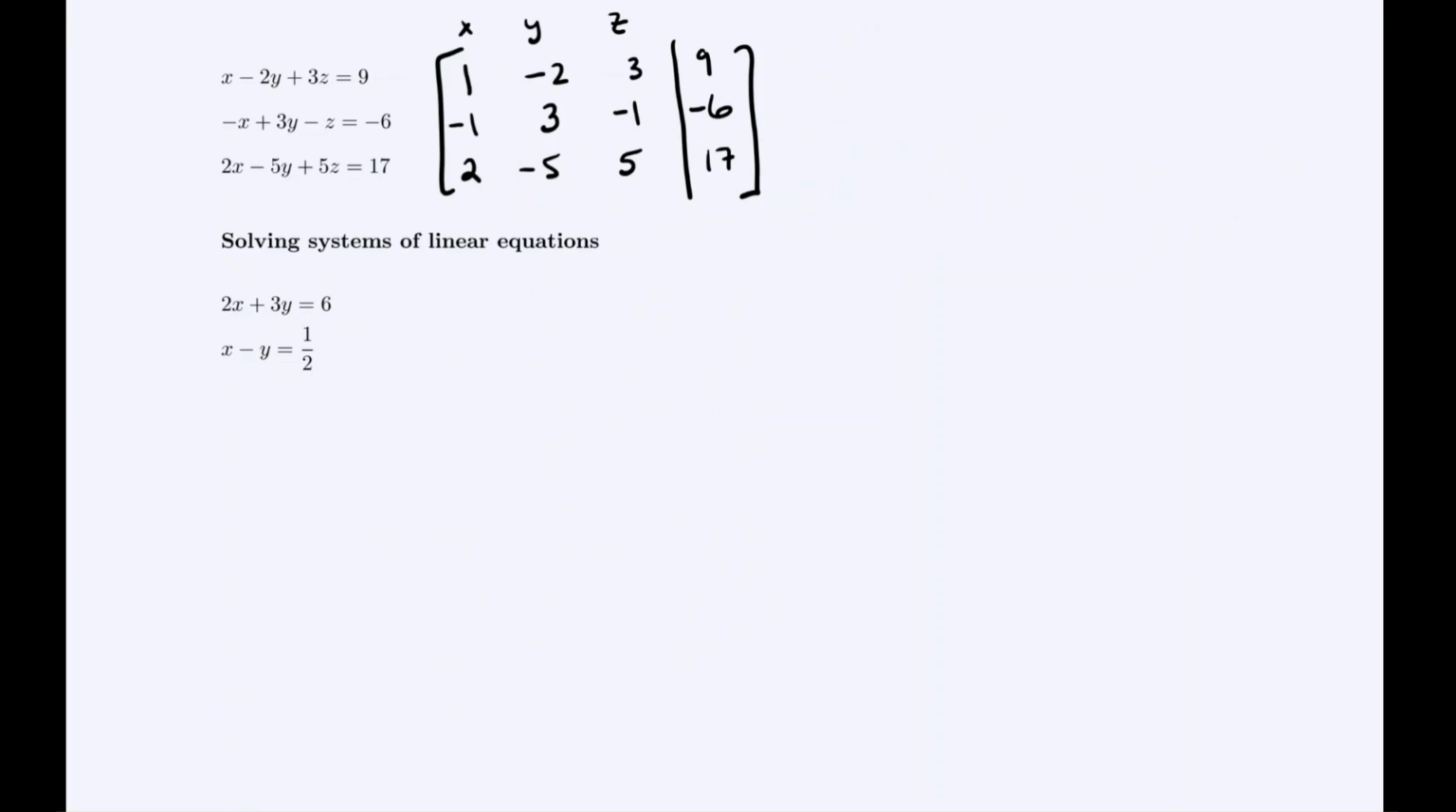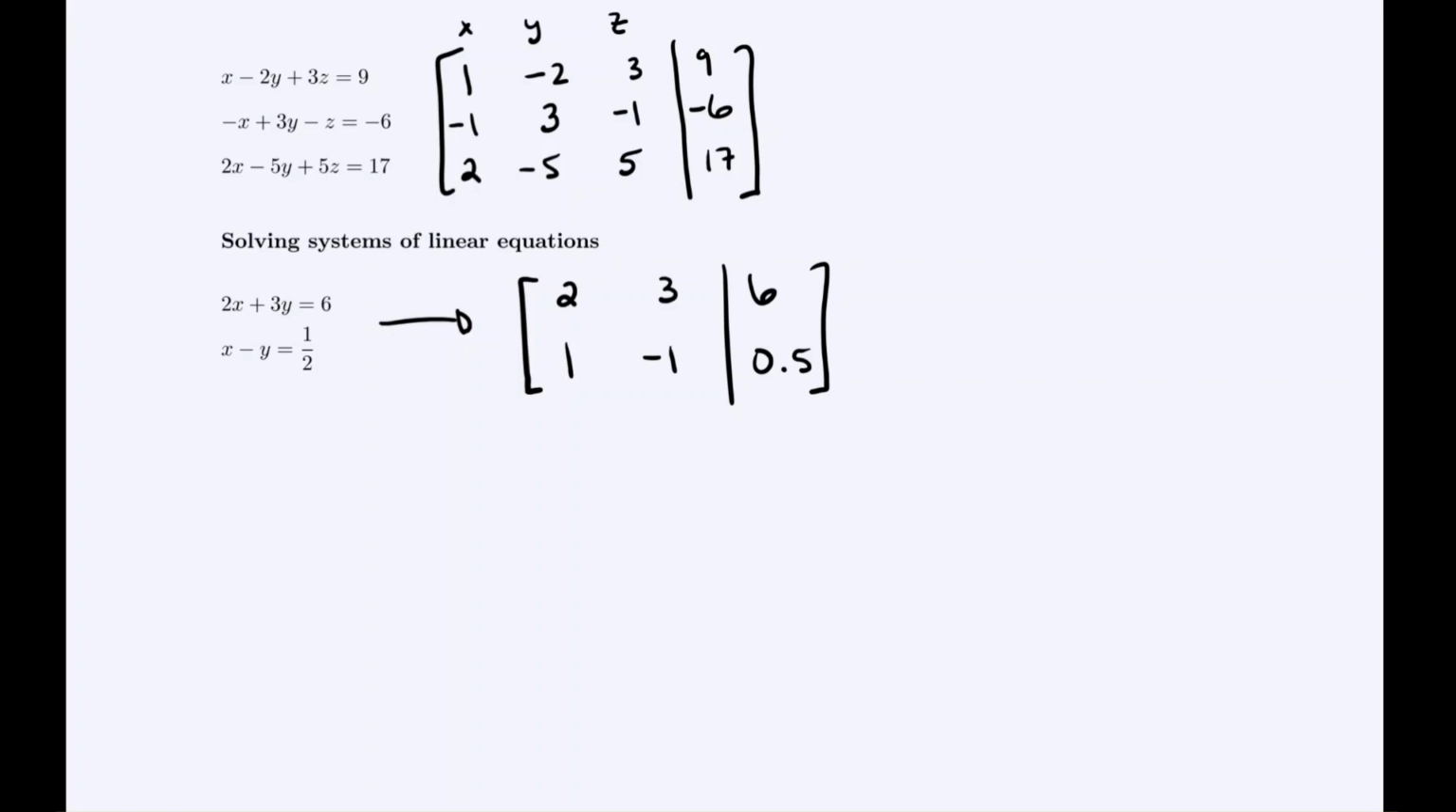Now that we've learned how to represent a system of equations as a matrix, let's now see how this can help us solve systems of equations. So what I'm going to do first is translate this to a matrix. Give everybody a minute to attempt this on your own. That would be 2 x's, 3 y's equals 6, 1x minus 1y equals 1/2, which I'm just going to write as 0.5.